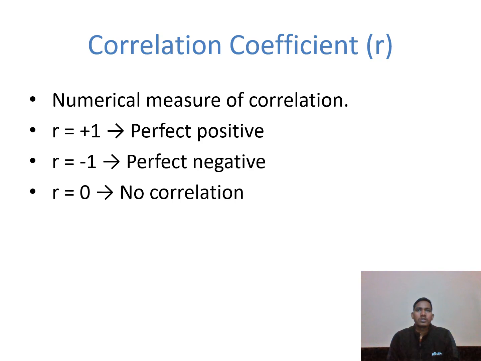The correlation coefficient, denoted by R, is a numerical measure of correlation. If R equals +1, it shows perfect positive correlation, and if R equals -1, it shows perfect negative correlation. If R is 0, there is no linear relationship between the variables, but there may exist some other relationship, like a curvilinear relationship. For example, if y equals x square, then there does not exist a linear relationship, but there exists another relationship between x and y.